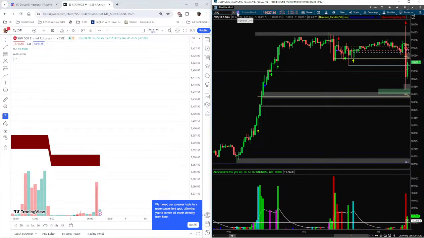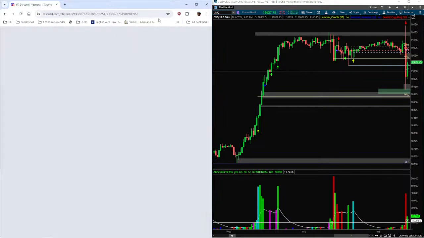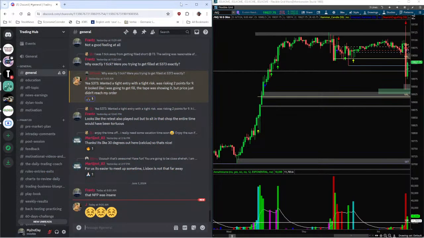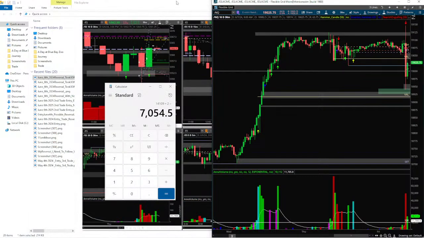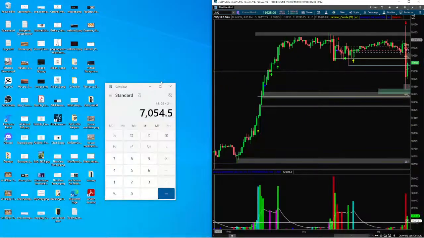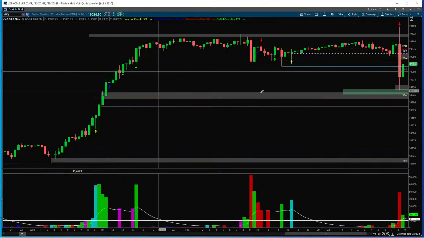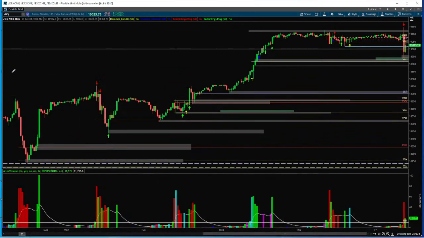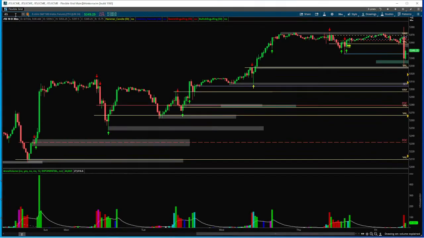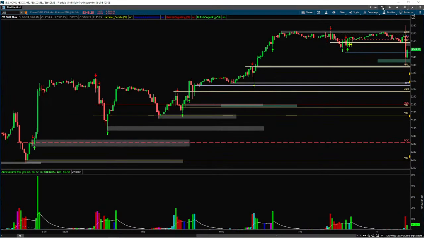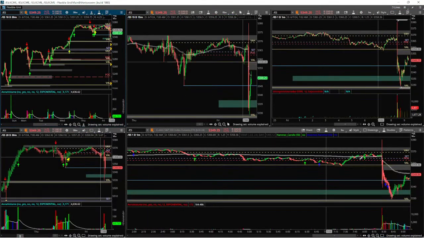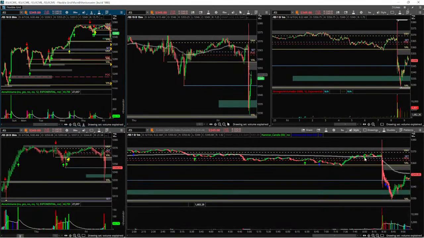Alright, so these are my levels. I can close TradingView out because TradingView does slow down my computer a bit. I'll close out Discord and I'll get into the Discord in a bit. Let's close out all of these. We're done with all of that. I'll have to reset the charts. I think everything's pretty much the way I left it.